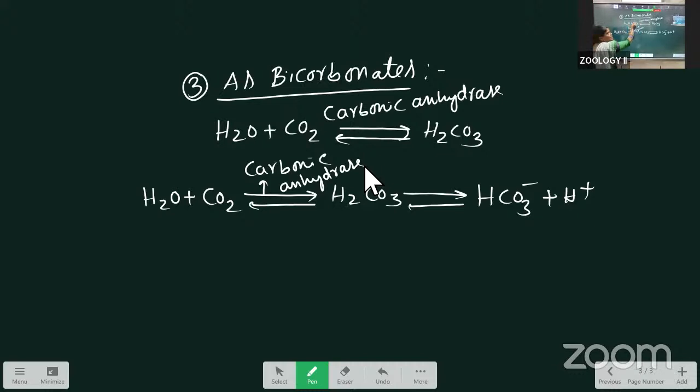This equation is present only in the carbonic acid route. In the second reaction, only an amino group is added. But in the third reaction, the first part is the same as the first reaction, but in addition this occurs: H2CO3 is dissociated and forms HCO3 minus and H plus ions. Here also it is in the presence of carbonic anhydrase.